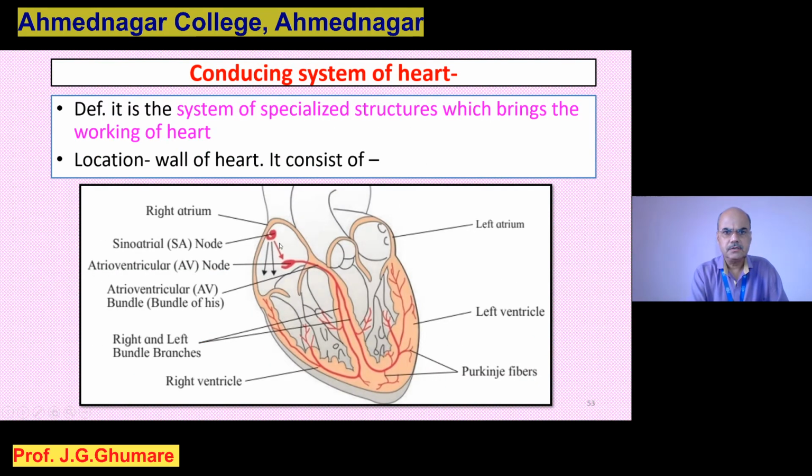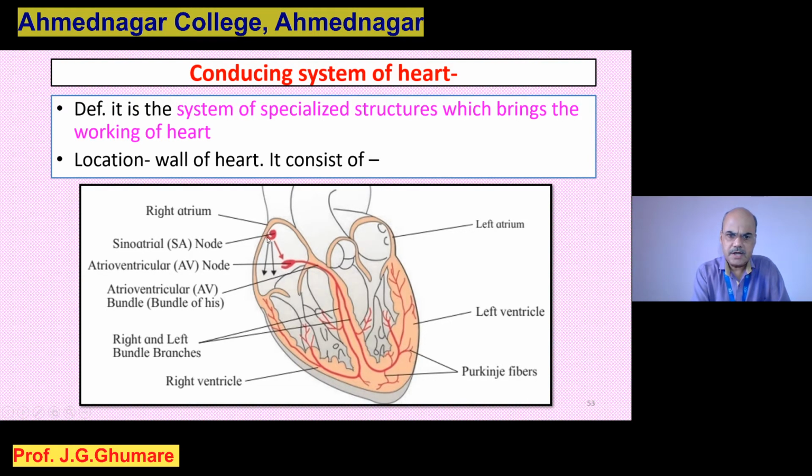This is the conducting system that I am showing in the diagram. Once again, I am giving the definition: a system of specialized structures which will bring about the working of a heart, the contraction and relaxation of a heart. This is called a conducting system, present in the wall of the heart, with these four components I just told you.